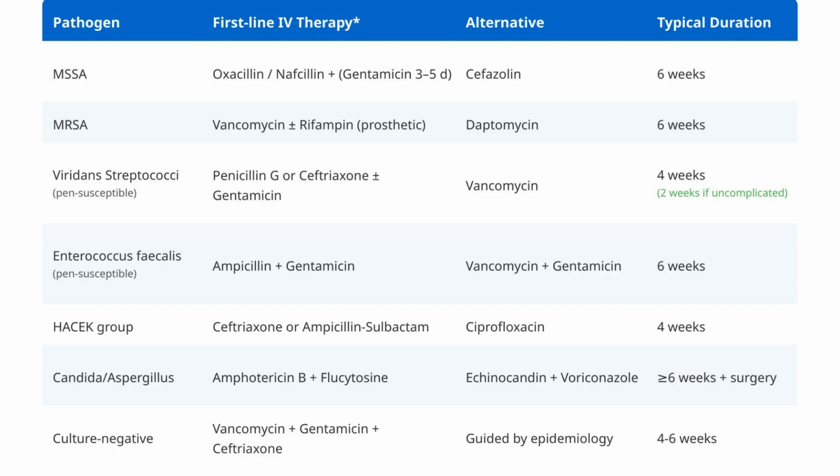For penicillin-susceptible viridans streptococci, options include penicillin G or ceftriaxone with or without gentamicin, typically for 4 weeks, though this can be shortened to 2 weeks in uncomplicated cases. Enterococcus faecalis is treated with ampicillin plus gentamicin for 6 weeks. The HACEK group of organisms responds to ceftriaxone or ampicillin sulbactam for 4 weeks.